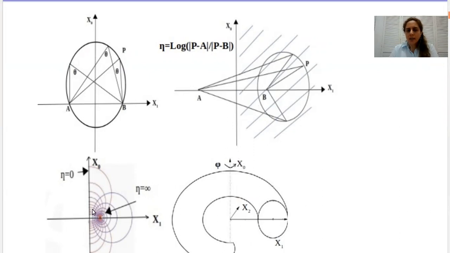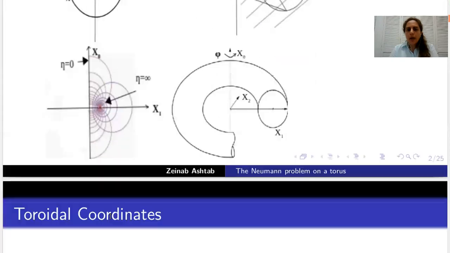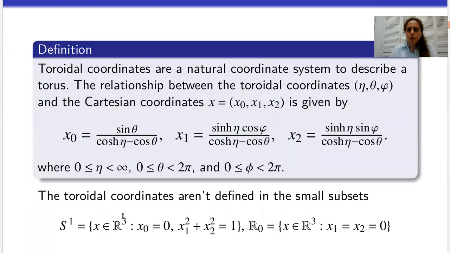Also on the x0 axis, eta is equal to 0, but at this point that you can see by moving my mouse, eta is equal to infinity. The relationship between the toroidal coordinates eta, theta, phi, and the Cartesian coordinates x0, x1, and x2 is in this form, where eta is between 0 and infinity, theta is between 0 and 2 pi, and phi is between 0 and 2 pi.